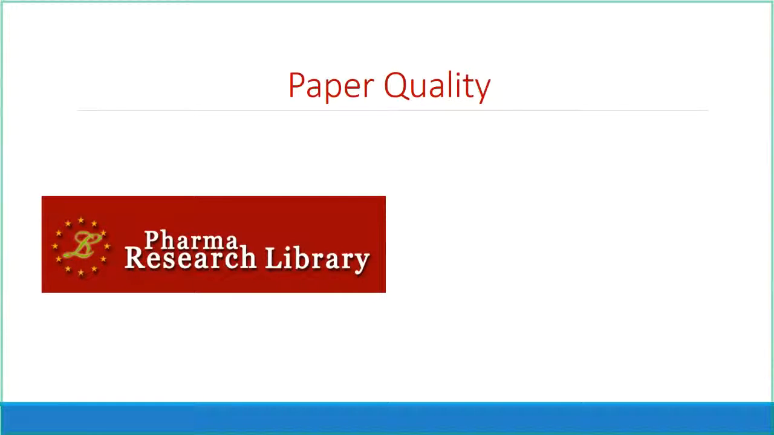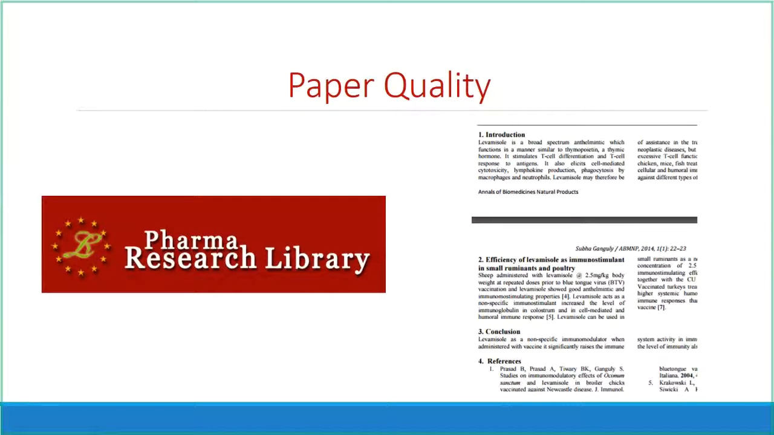Paper quality. An easy thing you could do is go to the website and actually look at a few of the articles published and see, are these quality articles? Are these something I would cite or be proud of being published beside? So here we have, in the Farmer Research Library, a screenshot of an entire review article.